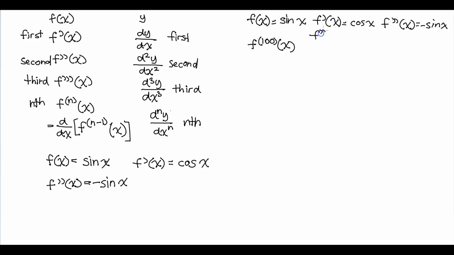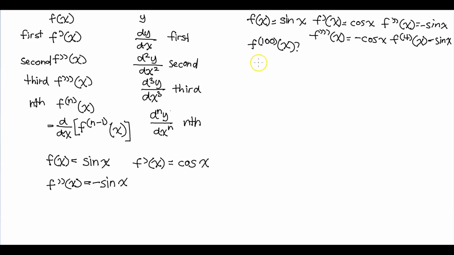And f triple prime of x equals negative cosine of x. What's the fourth derivative? Well, the derivative of negative cosine of x will be sine of x. So you can see that it will cycle every time through. You've reached a point where it goes through a loop, okay? So if it's divisible by 4, since it's a loop of 4, then it will be sine of x. Otherwise, if the remainder is 1, it will be cosine of x. Remainder 2, negative sine of x. And remainder 3 will be negative cosine of x.